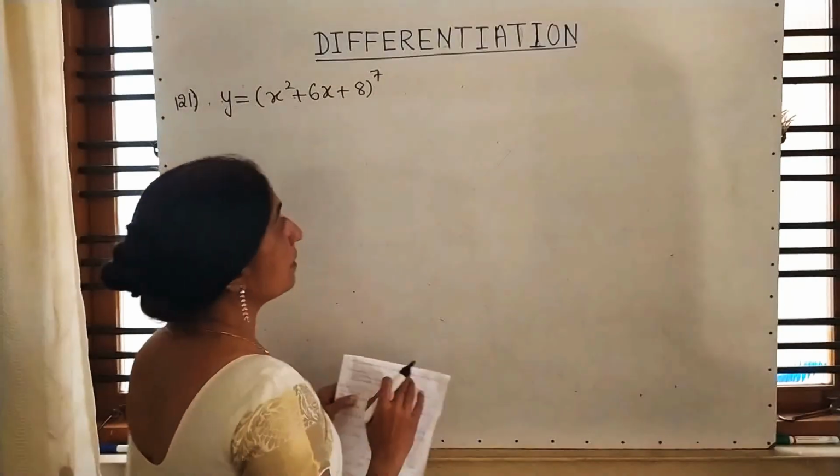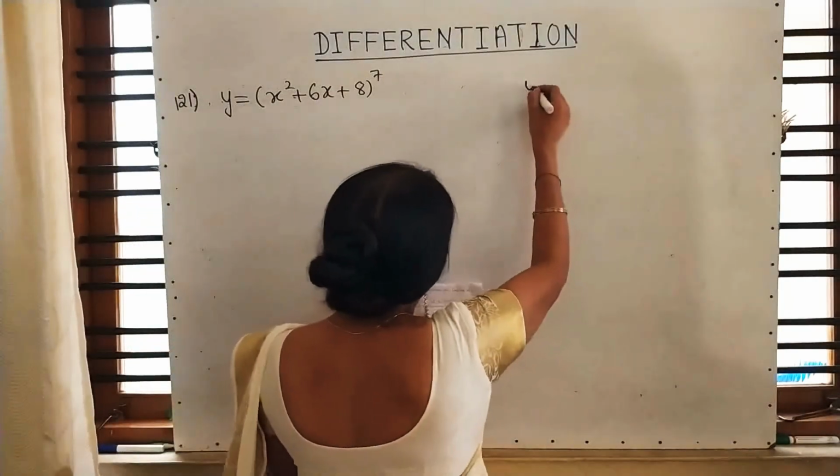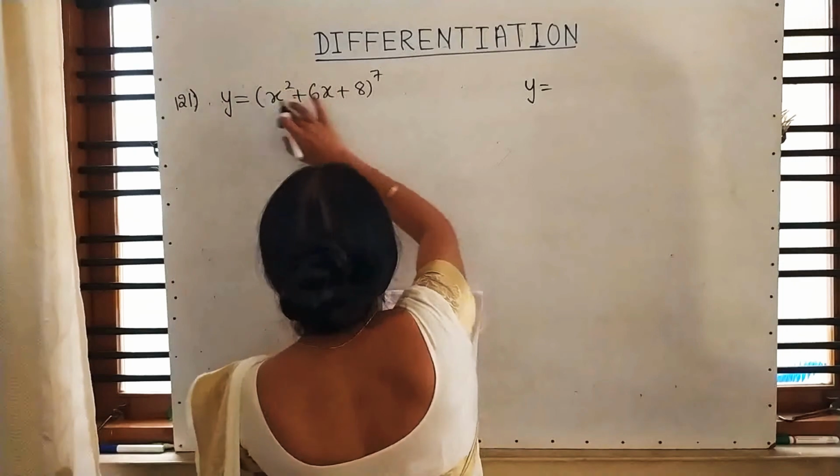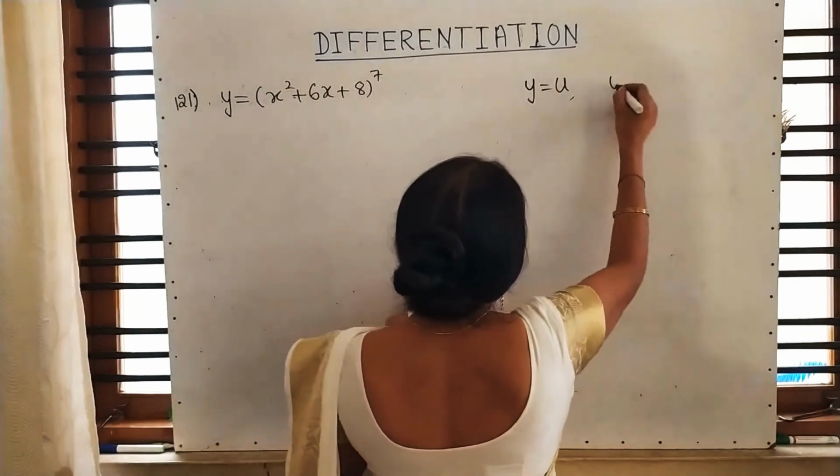y is equal to (x square plus 6x plus 8) raised to 7. I will explain both the methods. In the textbook, instead of this, they have given u, where u is what?